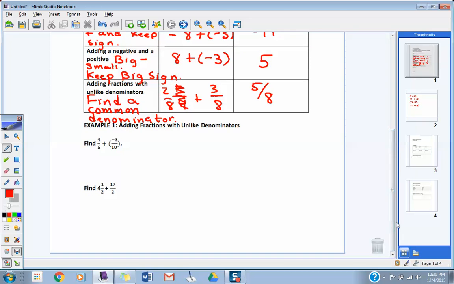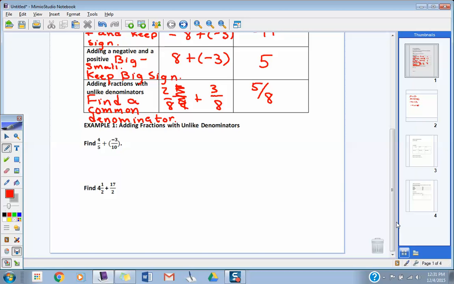Example 1 says, how do we add fractions with unlike denominators? The first one is a perfect example. I have 4/5 plus -3/10. What's the denominator in the first fraction? 5. What's the denominator in the second fraction? 10. Are those denominators the same or different? They're different. What's the smallest number that 5 and 10 would divide into equally? 10, right?